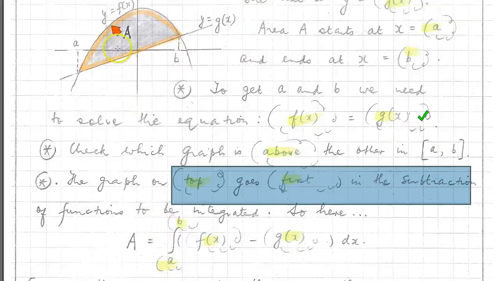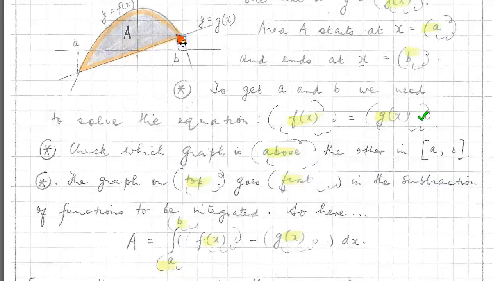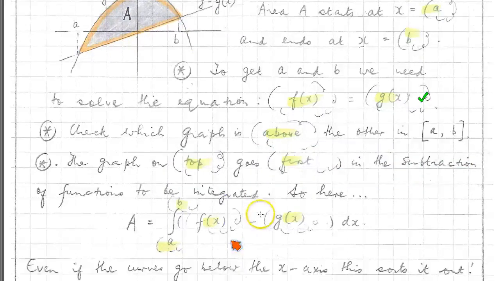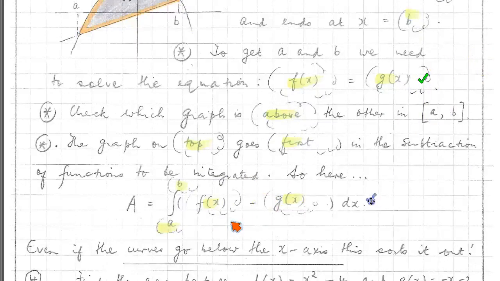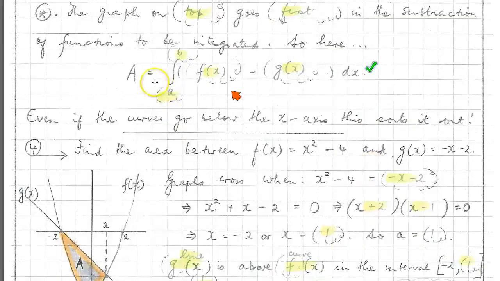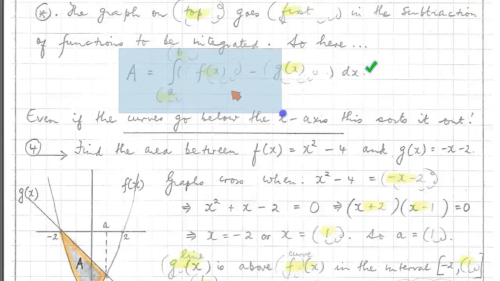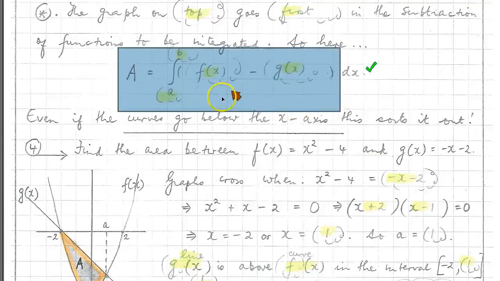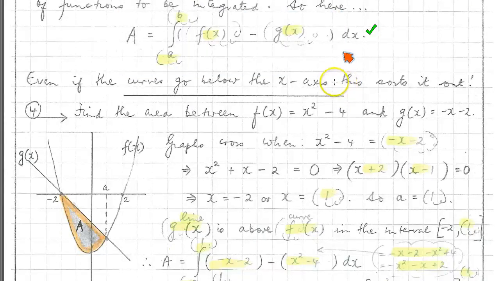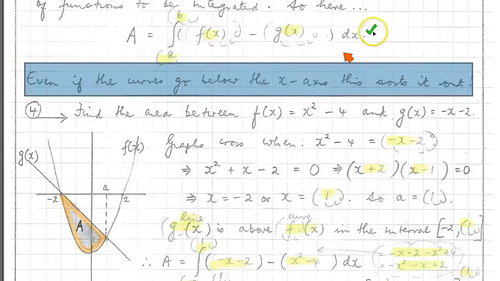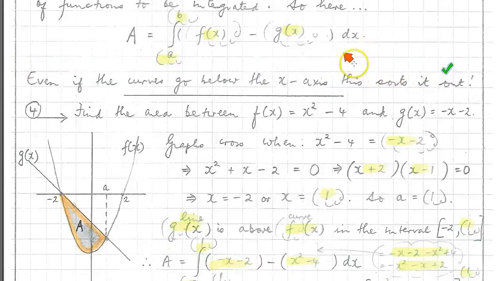So here I'm going to find f of x take away g of x, because f of x is the graph that's above g of x between those values a and b. Make sure you're happy that the parabola is above the straight line between those two values a and b. So the actual area is found by integrating between a and b, f of x minus g of x. And you would actually work out what f of x minus g of x is algebraically. Even if the curves go below the x-axis, this will still sort out all those movements.